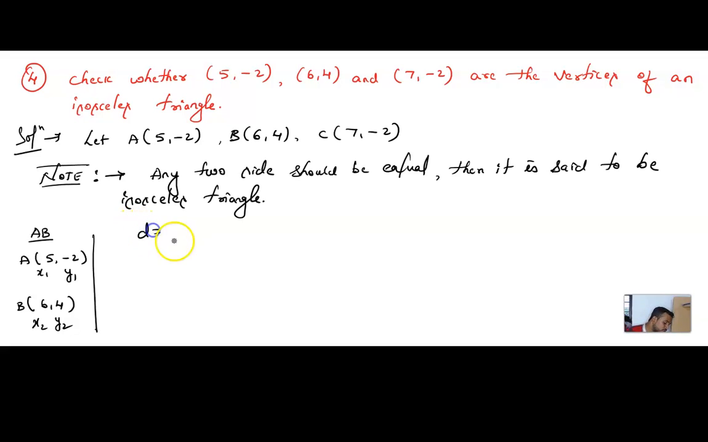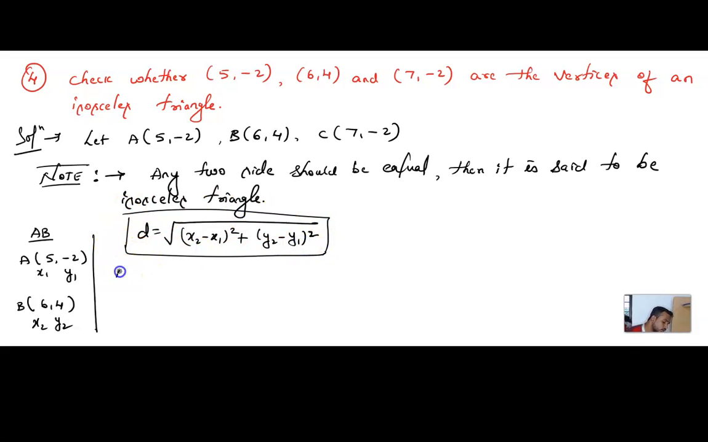So what is the distance formula we have? D is equal to root of (x2 minus x1) whole square plus (y2 minus y1) whole square. So this is the distance formula. So we are finding the distance AB. AB is equal to root of (x2, that is 6, minus x1, that is 5) whole square, plus (y2, that is 4, minus y1, that is -2).